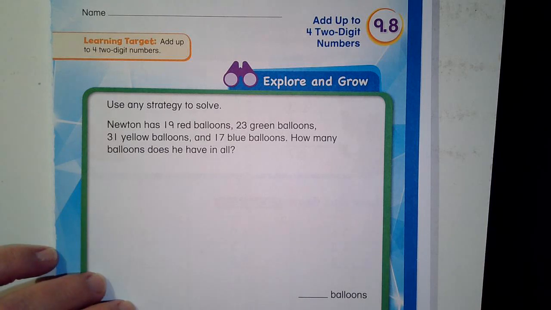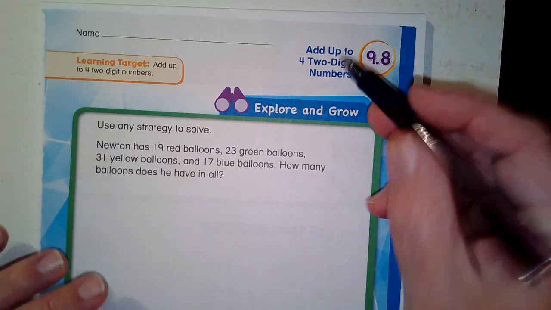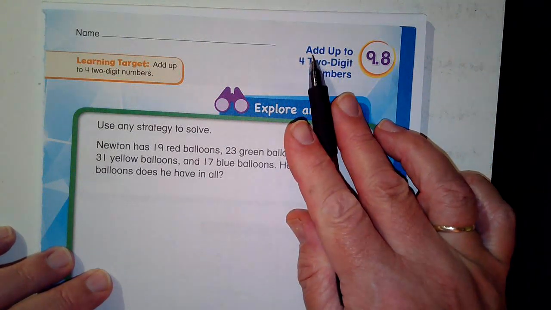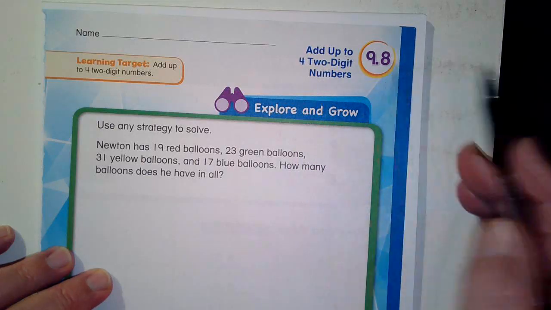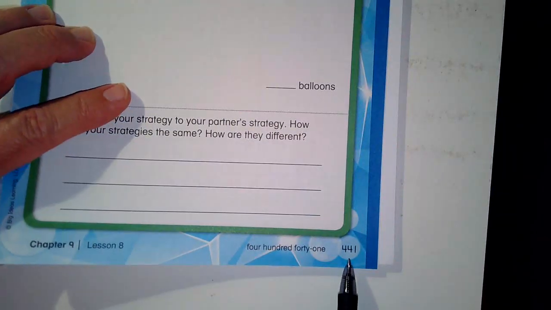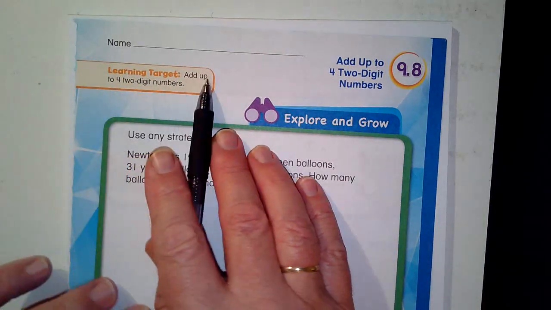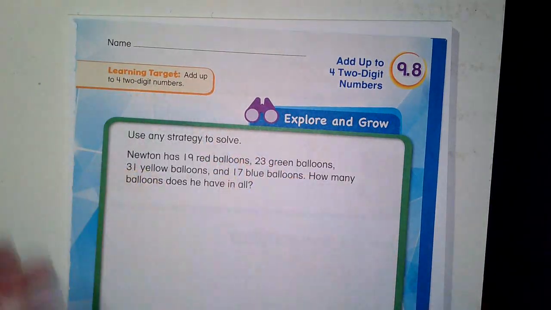Hello, second graders, and welcome to our math lesson for the day. Today, we are going to add up to 4 two-digit numbers. Lesson 9.8, and we're on page 441 in our math book. The learning target is add up to 4 two-digit numbers.